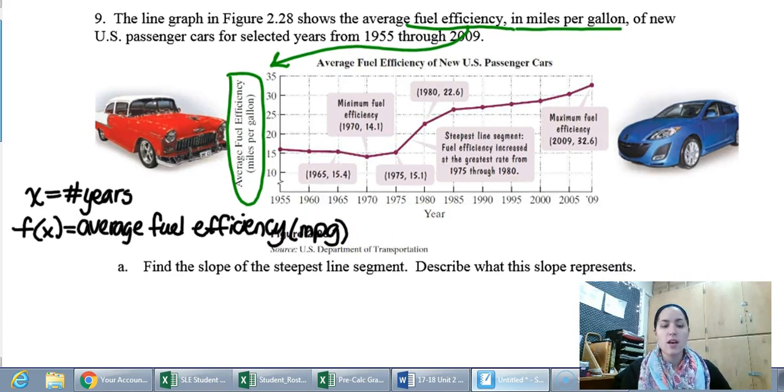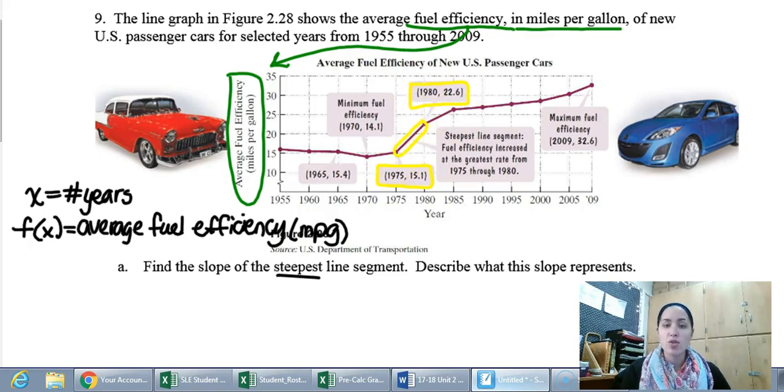Alright, the very first question says, find the slope of the steepest line segment and describe what this slope represents. So we need to go to the graph and make a decision on what piece we're going to look at. It says steepest, so let's see. Oh, check it out. Right here is definitely the steepest part. And then it kind of flattens out a little bit. It's between these two segments right here that it's the steepest. And that is connected to this ordered pair and this ordered pair, based on where these balloons are pointing.